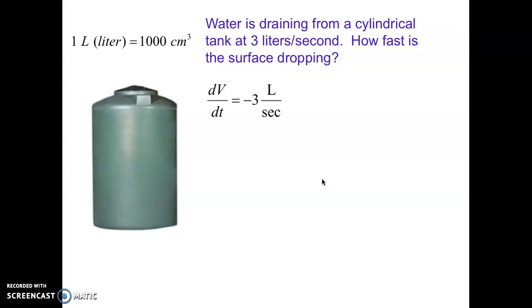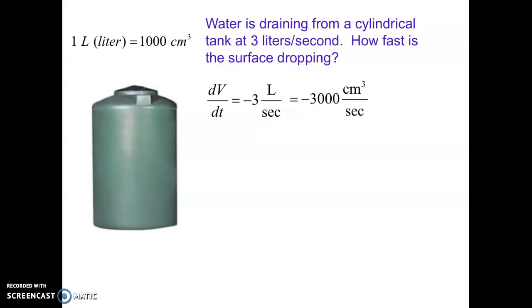Now, what do we know? We know that from the given information, the volume of the water in the tank is falling by 3 liters per second. So I know the instantaneous rate of change in the volume because it told me the water is draining from the tank at 3 liters per second. That means my volume of water must be decreasing, so I put a negative, by 3 liters for every second of time that passes at this particular instant.